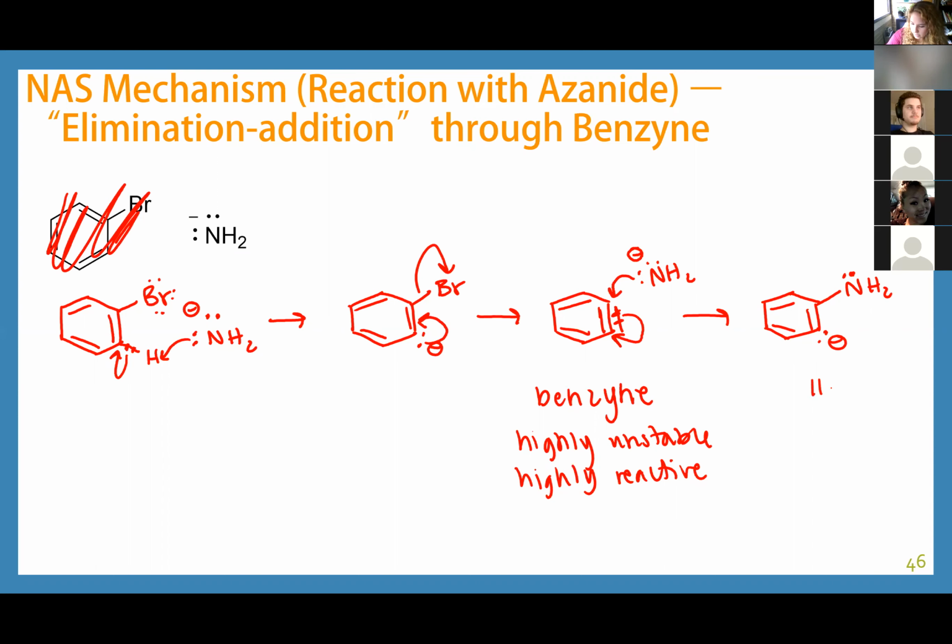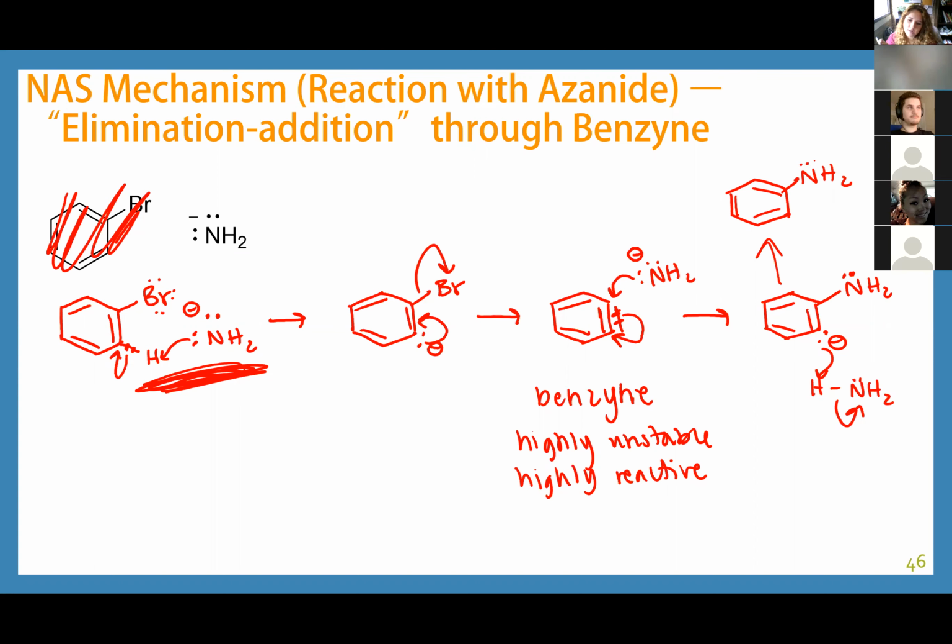And then you pick up a hydrogen from an equivalent of ammonia, which you made up here. Sometimes this reaction is done in the presence of excess ammonia. And then that gives you your substituted product, which in this case would be aniline.